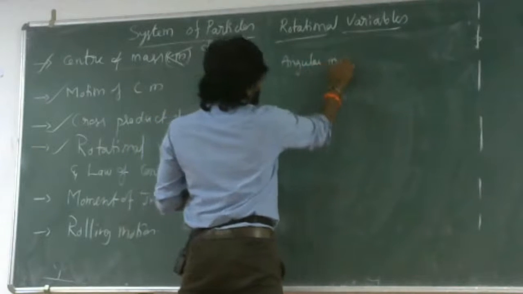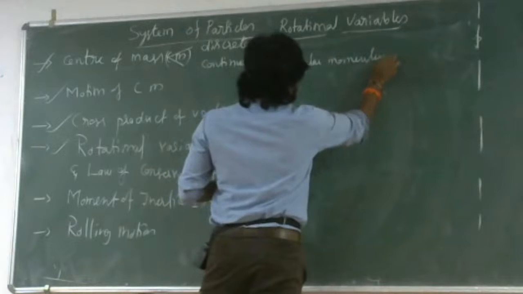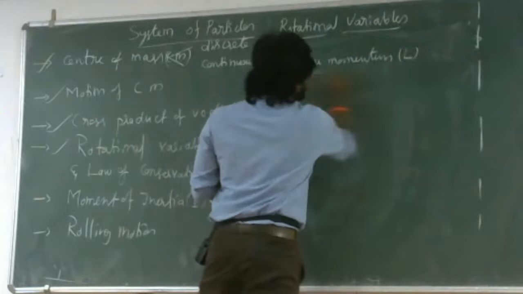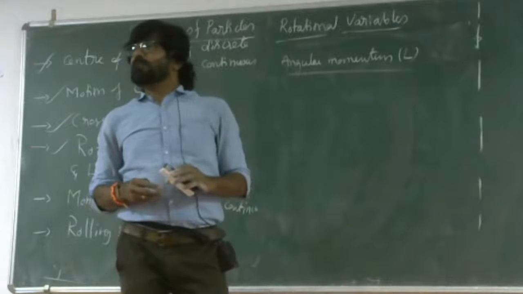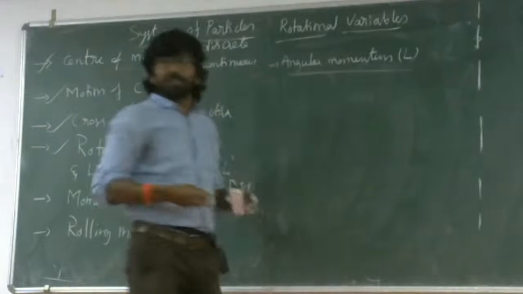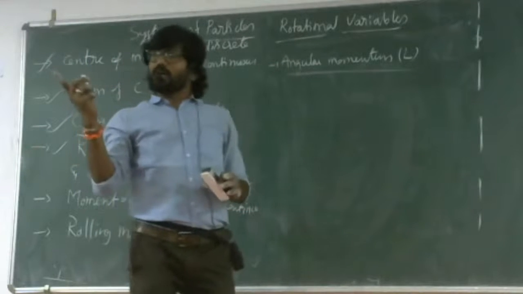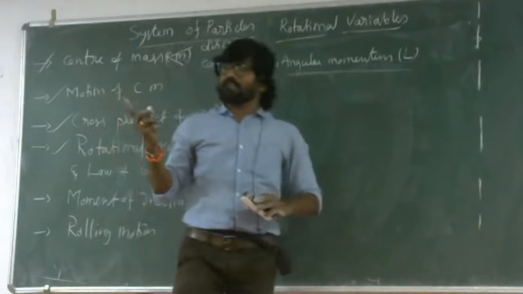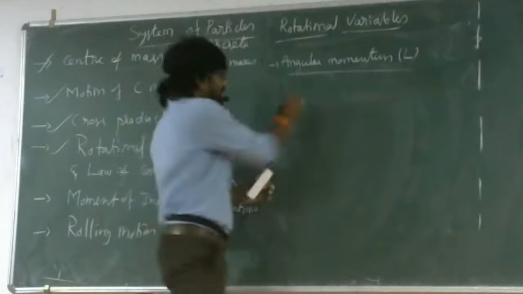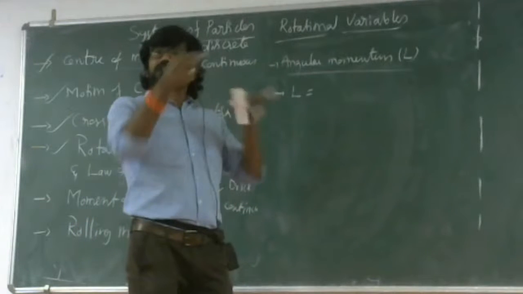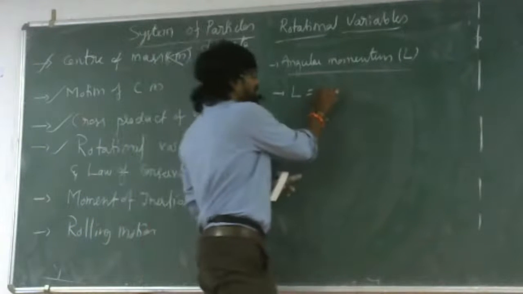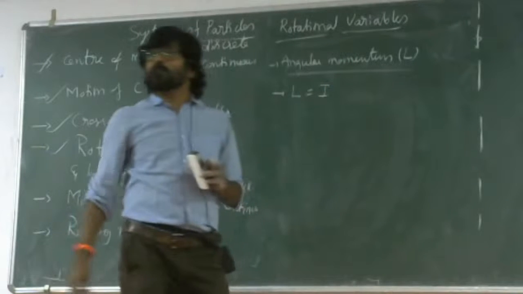Angular momentum is denoted by the symbol capital L. Just as in linear motion linear momentum is mass into velocity, here angular momentum is equal to the rotational analog of mass, which is called moment of inertia.